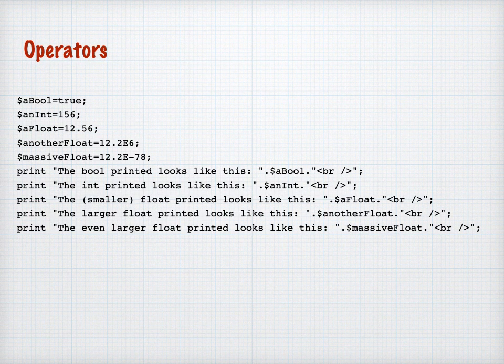Here's a little thing then. You can see all the different data types with values. So you can see some whole numbers, some floating point numbers, and we're simply printing them out.